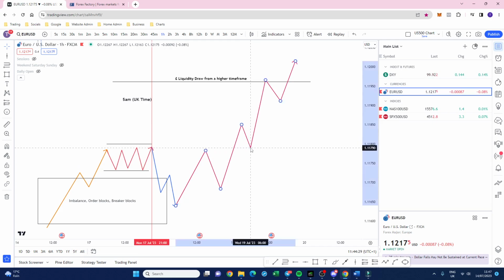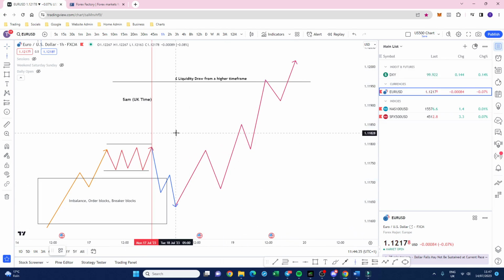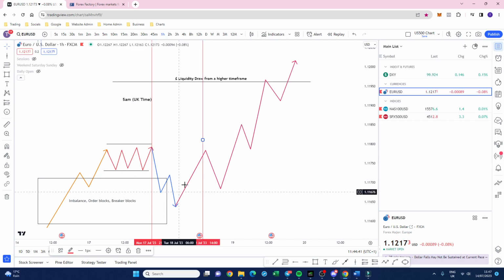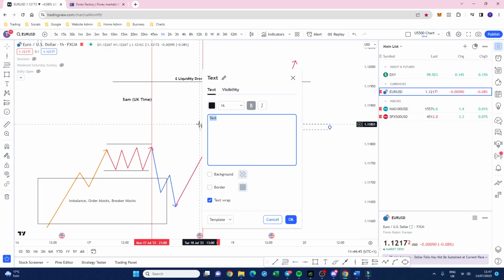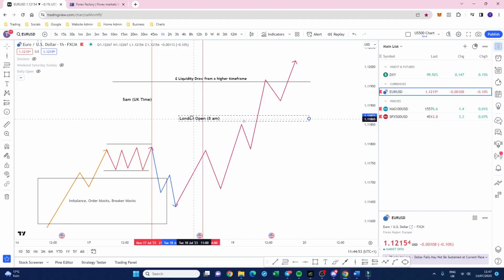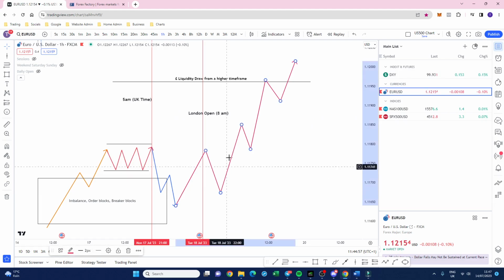Now, if you're a New York session trader, and you can see that London session has been, so if you're in the London session, you can get involved here. Maybe this here is London session. So we can see the rally, we can get in on the manipulation there. So this could be London open, 8 a.m. So we can see that there we've got the London open. We can see price obviously drawing down and then pushing higher.